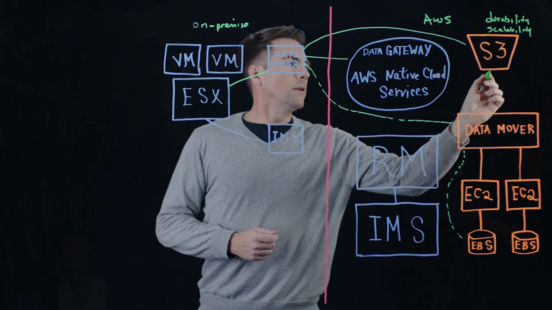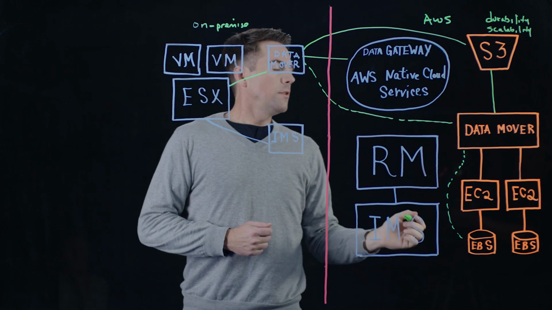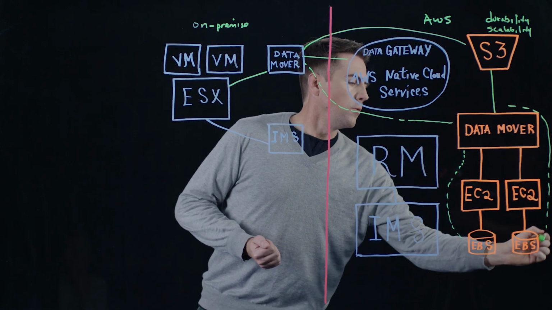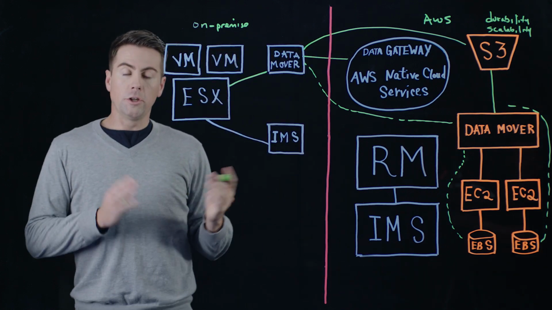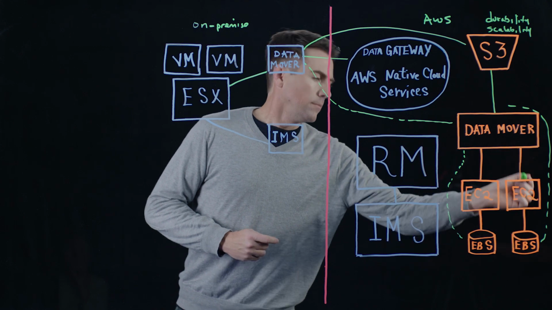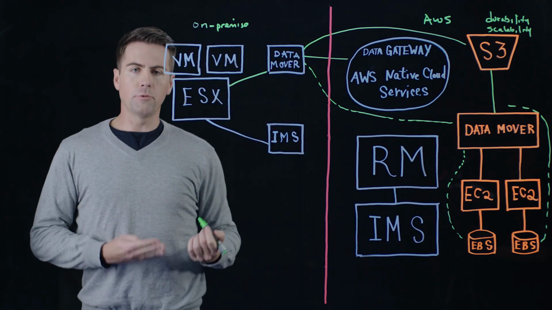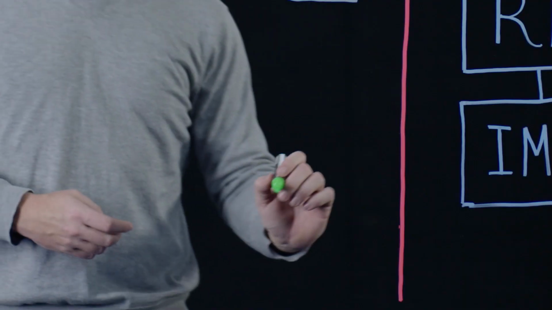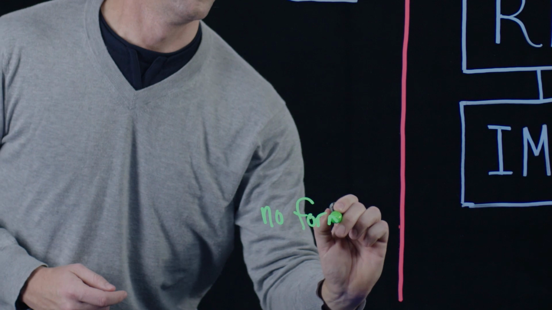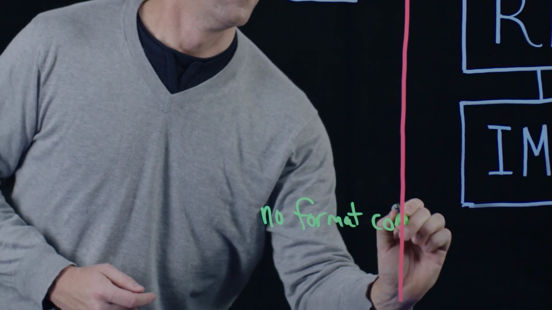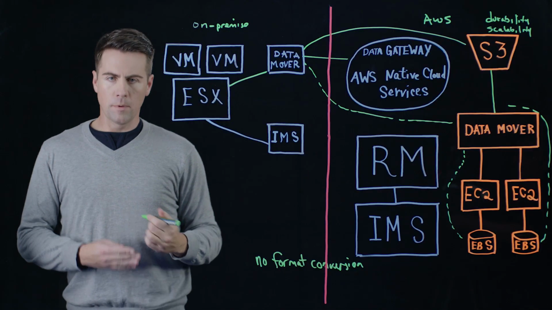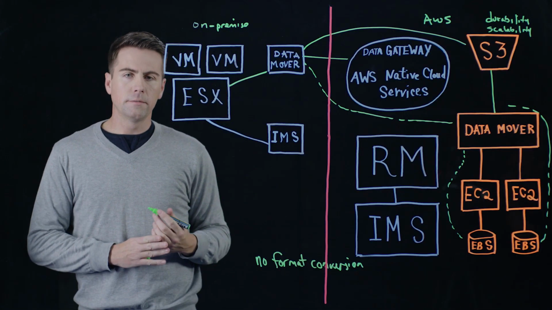Our data mover can then pull the data from the S3 bucket and apply it down to an EBS volume, which again, in the scenario where a migration occurs, would then be attached to an EC2 instance that would be created by Resiliency Platform. Another thing to note here is there is no format conversion. And this can save a considerable amount of time throughout the overall DR process.